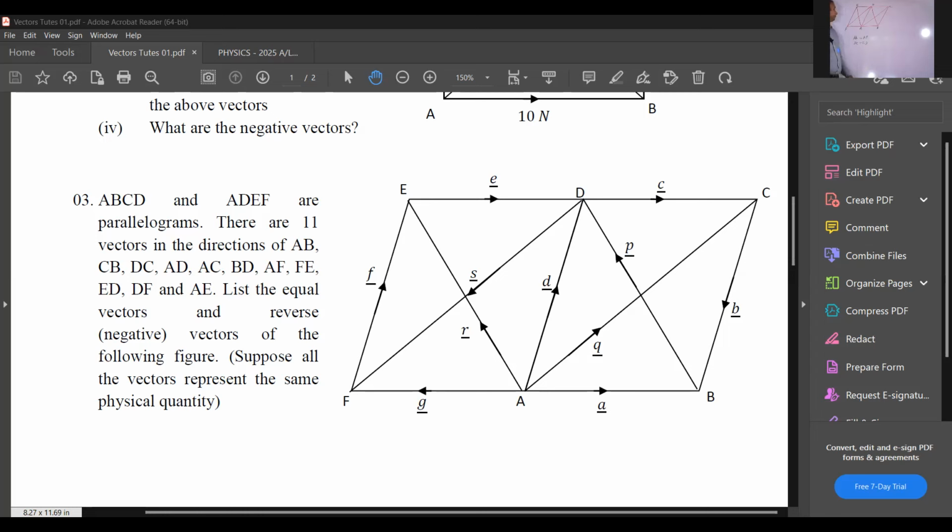Okay, shall we check in here? I will draw the diagram first. B, A, Q, S, D, C, E, G, F, R and P.